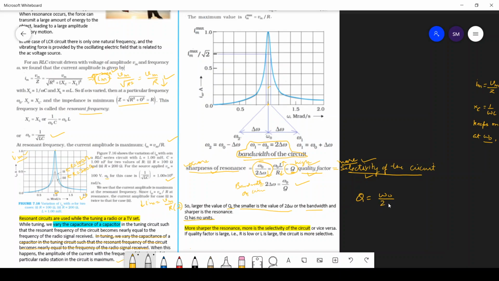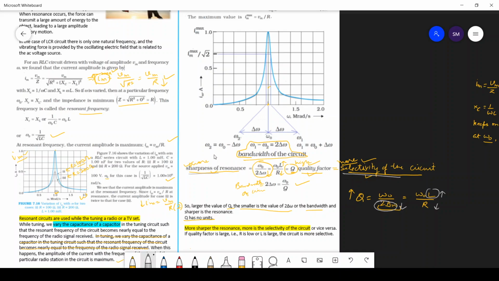So Q is equal to omega naught upon 2 delta omega, which is the sharpness of resonance, and ultimately equals omega naught L by R. So if you want a high quality factor, you want the bandwidth to be low, you want the resistance to be low, but you want the inductance to be high. So the sharper the resonance, the more is the selectivity of the circuit.